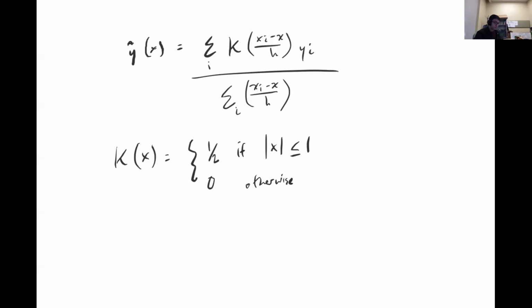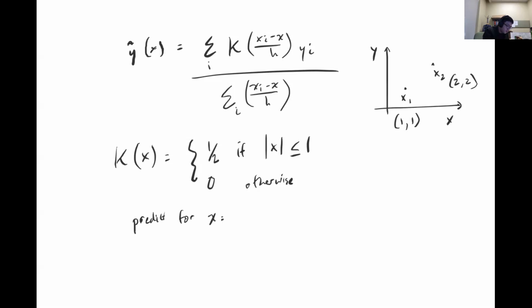Let's say we have 2 points. We have x, y: x1 at (1, 1), and x2 at (2, 2). Let's predict for x equals 1.75, and let's say our bandwidth is 0.5.